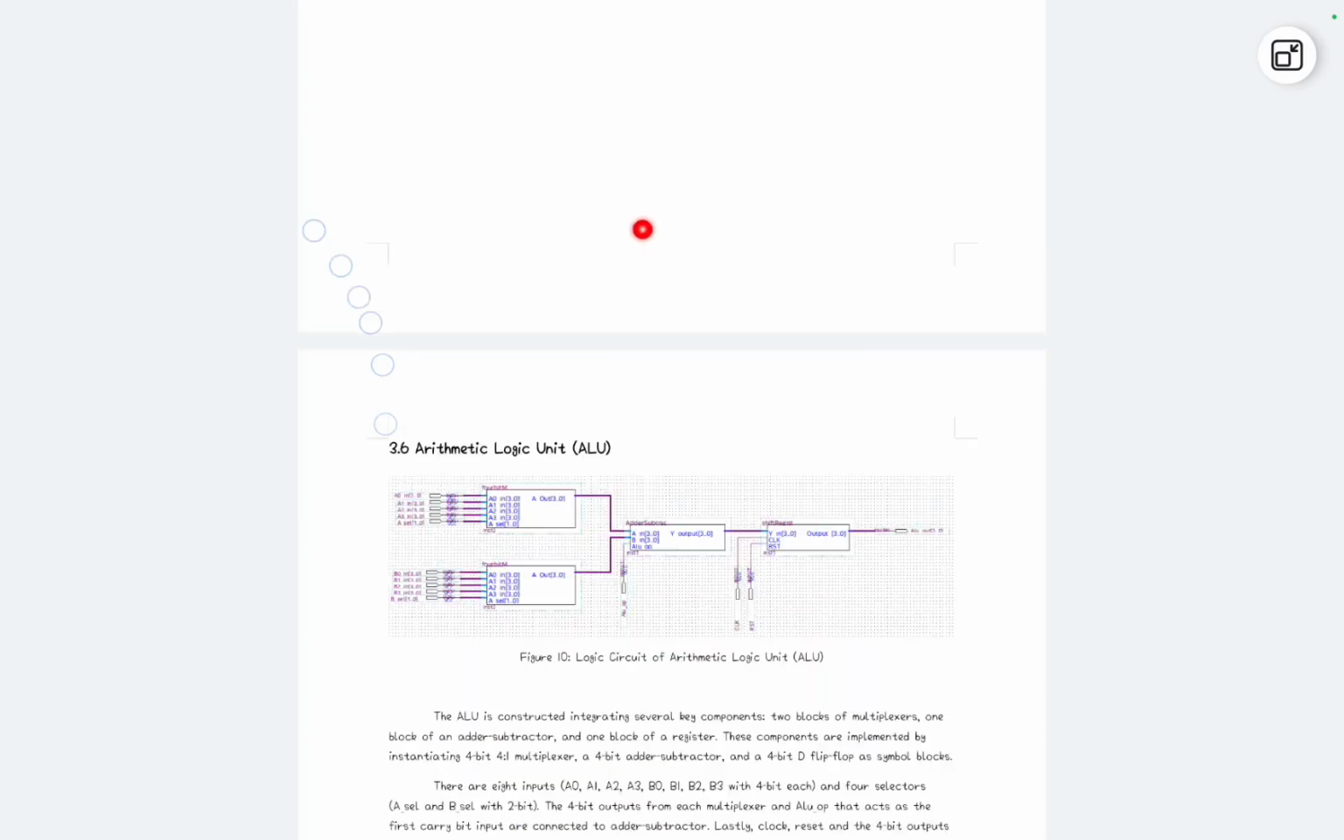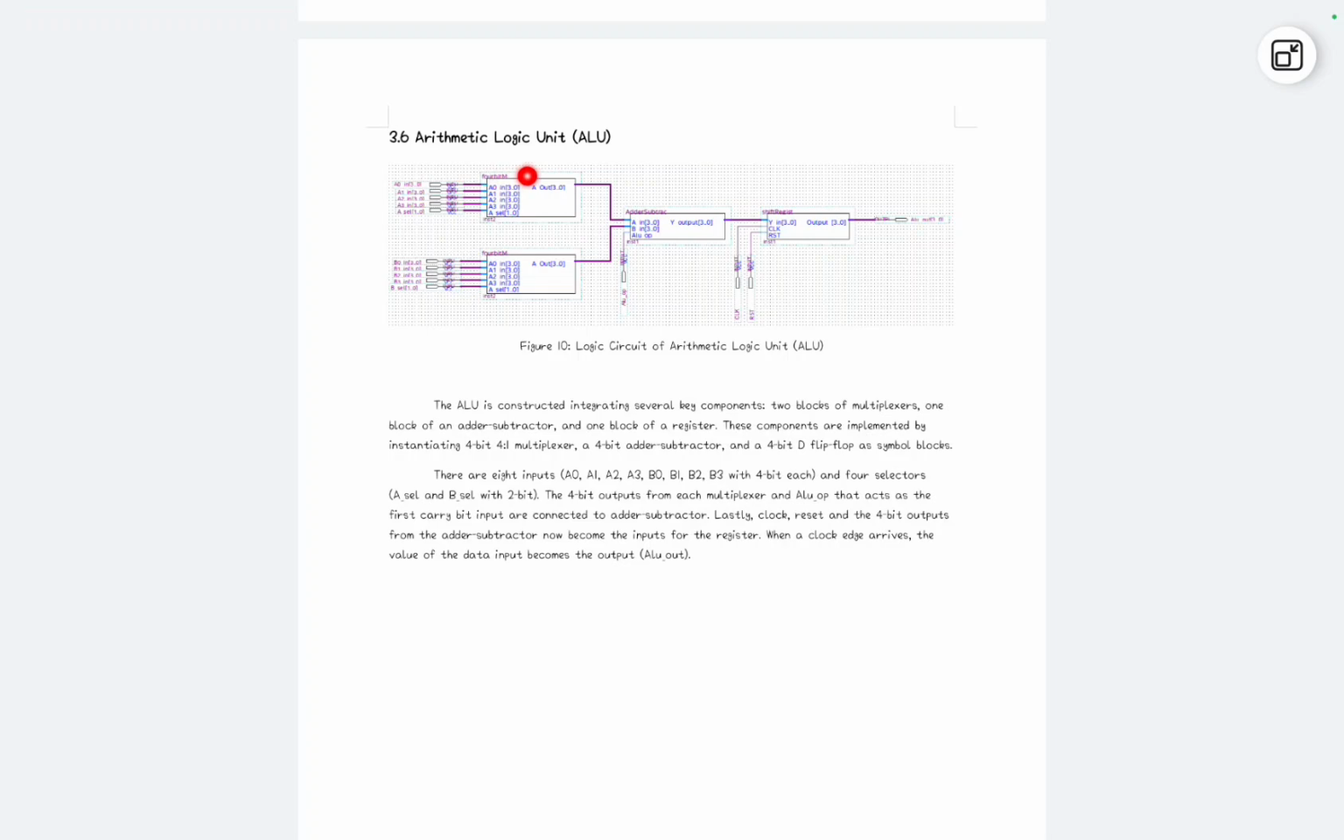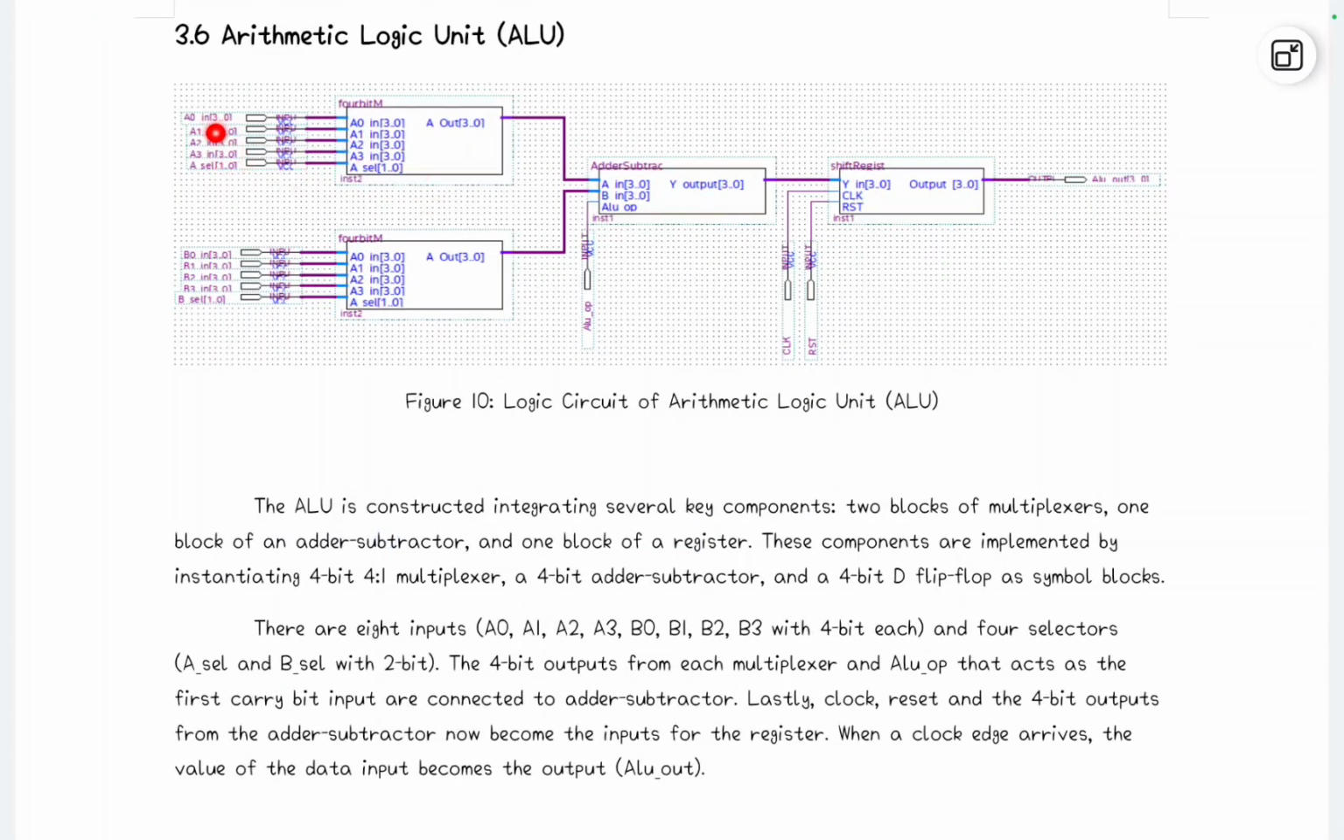When we come to the ALU arithmetic logic, you see this is a multiplexer for the A parts. You can see the input is A0, A1, A2, A3, and this is the multiplexer for the B parts, B0, B1, B2, B3, and this is the adder and subtractor. The A and the B parts will be added together, do the addition or the subtraction depending on the ALU OP, and the output will connect to the register and become the input of the register, and it will output the results, the ALU outputs.